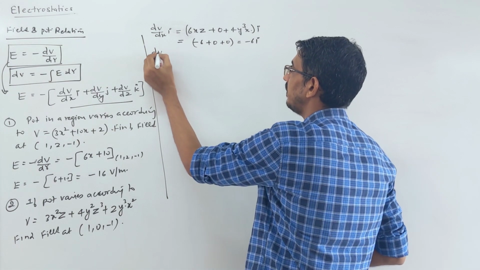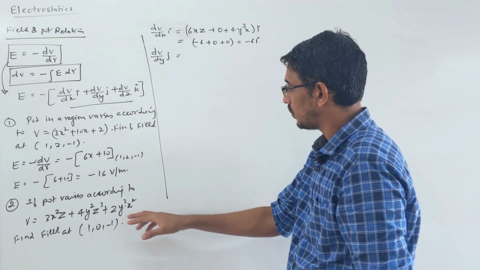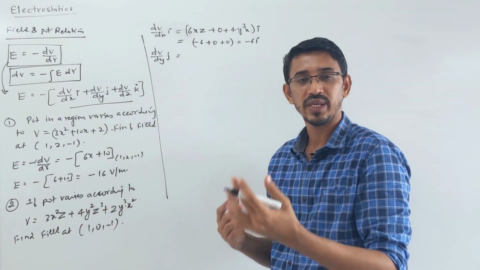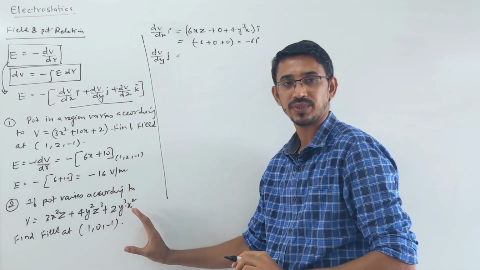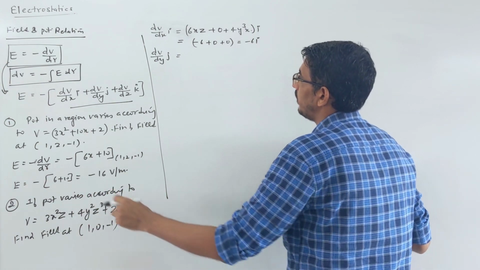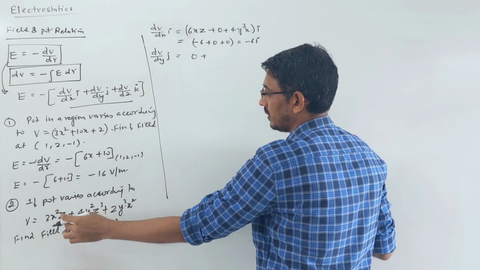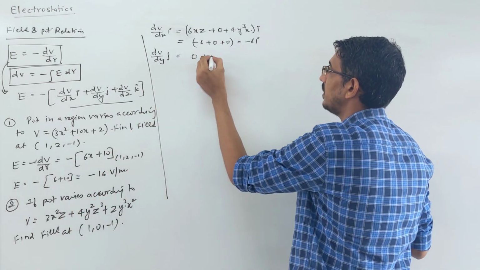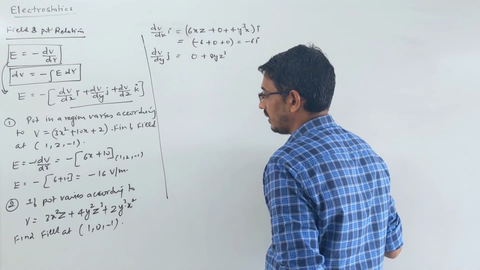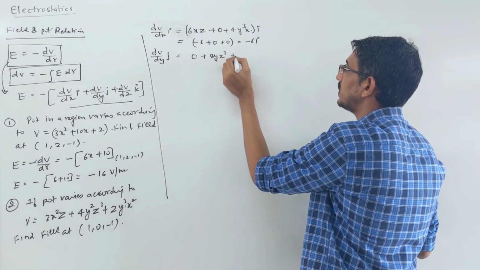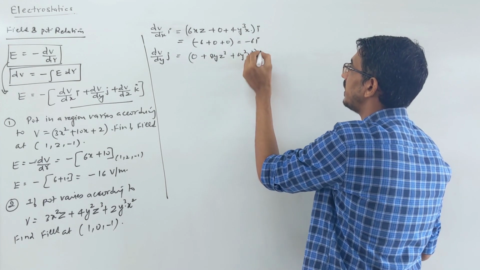dv dy in the j direction, right? Let's find. So you're differentiating this equation now with respect to y, and x and z will be constant. Please write in words carefully how you're solving this, okay? So when you differentiate with respect to y, this term is directly 0 because there is no y here. Here y is there, so it becomes 8yz cube. Correct? Then here also y is there, so 6y square and x square. This is in the z direction, okay?